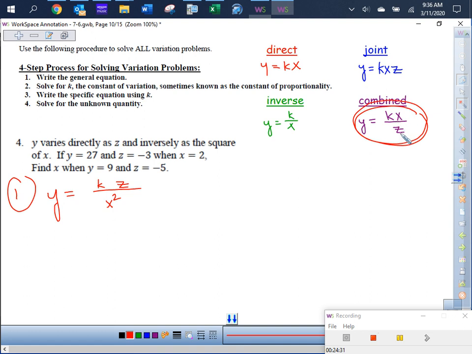You have to do what this story tells you to do. And that z needs to be upstairs because it says direct, and the x squared needs to be downstairs because it says inverse. Cool? Continue. Do the other 3 steps of this. Pause the video. Check it with mine when we're done.